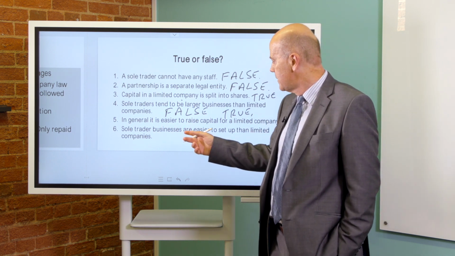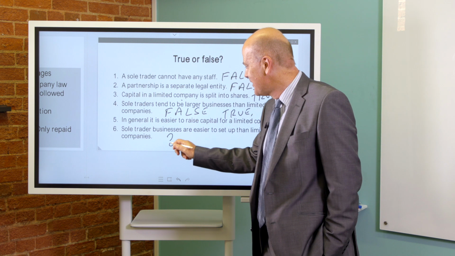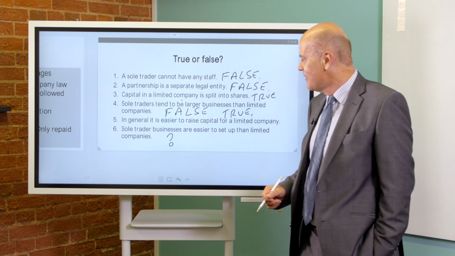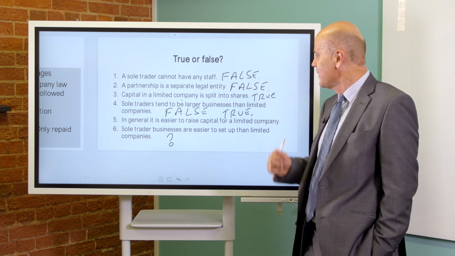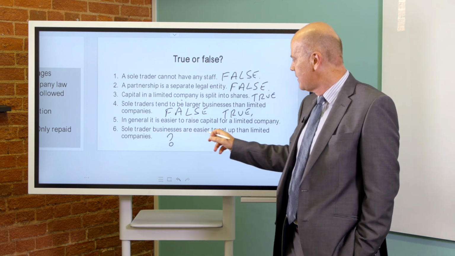Sole trader businesses are easier to set up than limited companies. Is that true or false? True, false. Okay, so we don't know that one. Right, okay. Well, you're very honest. So let's have a think about that one. Seems to be maybe a question mark on that one. Sole trader businesses are easier to set up than limited companies.